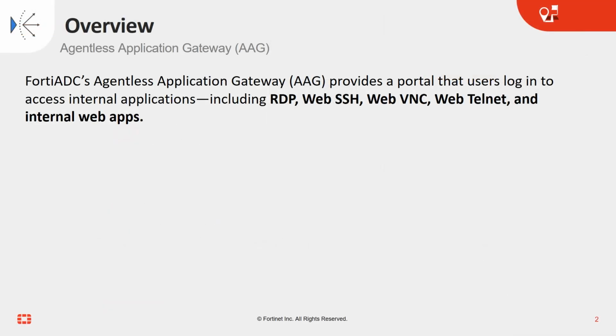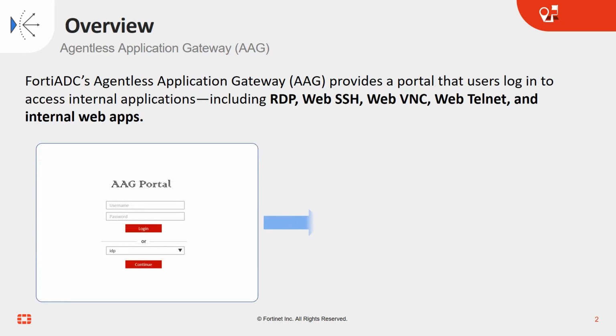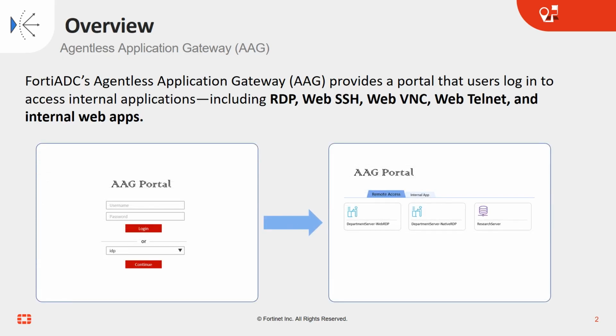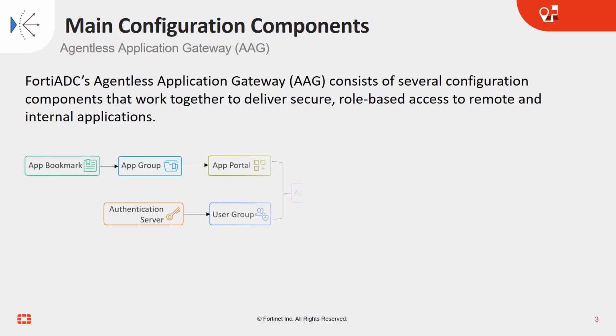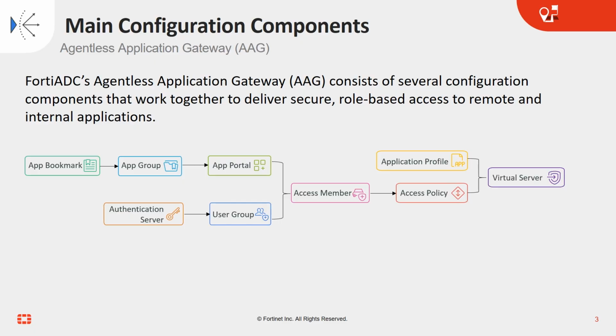FortiADC's Agentless Application Gateway provides a portal that users log in to access internal applications, including RDP, Web SSH, Web VNC, Web Telnet, and internal web apps. FortiADC's AAG consists of several configuration components that work together to deliver secure, role-based access to remote and internal applications. In this section, we will walk through each component one by one.